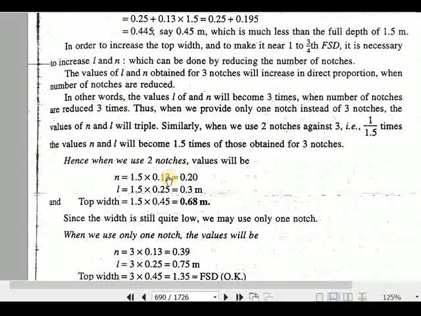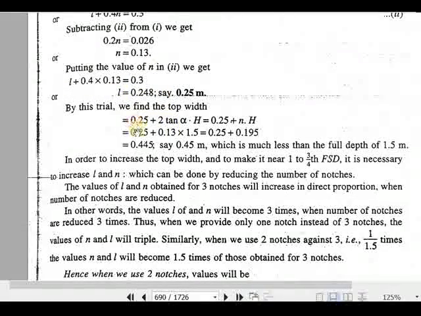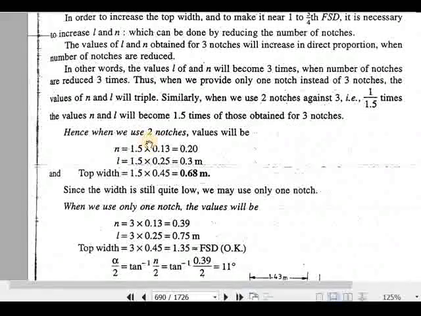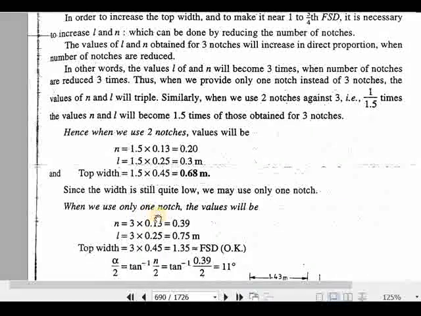When you have the calculation for 3 notches and you want the calculation for 2 notches, you have to multiply 0.13 by 3 by 2, that is, by 1.5. Similarly, for L for 2 notches, you can calculate the top width: 1.5 into 0.45 is equal to 0.68 meter. You have to repeat all the calculations. You have L and N, then you can apply this equation and find the top width, 0.68 meter. Since the width is still quite low, we will use only 1 notch, which is suitable.